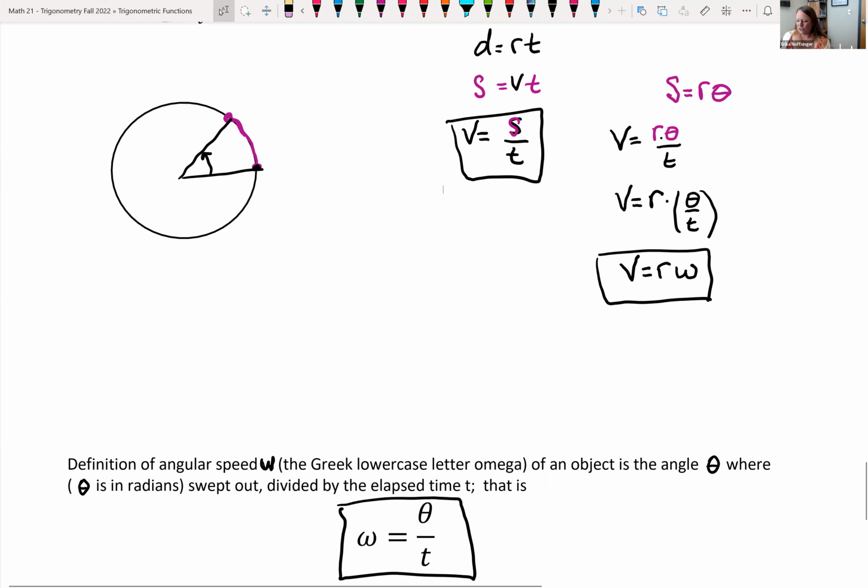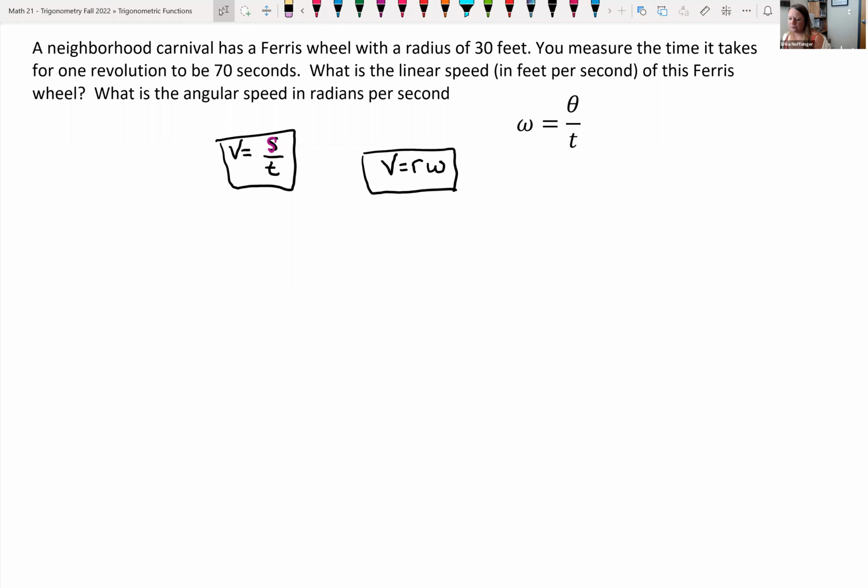Okay, so let's look at what we just talked about, and let's look at some applications that involve linear and/or angular speed. So I'm going to pause the recording while I pull up a question.